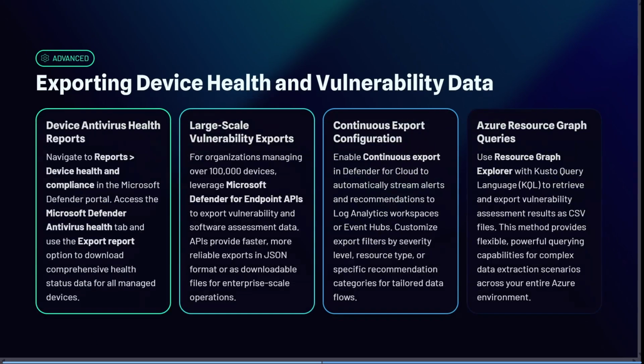Now, exporting device health and vulnerability data. So, navigate to Reports, look for Device Health and Compliance in the Microsoft Defender portal, access the Microsoft Defender Antivirus Health tab, and use the Export Report option to download comprehensive health status data for all of your managed devices.